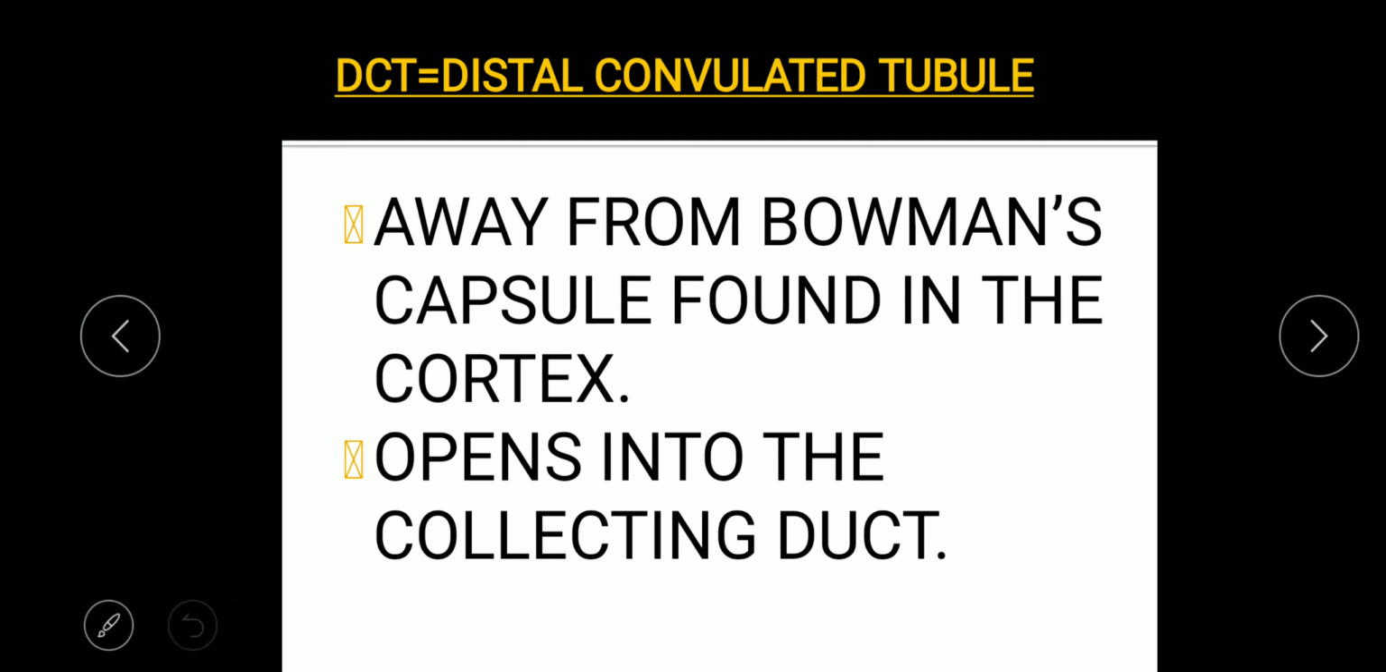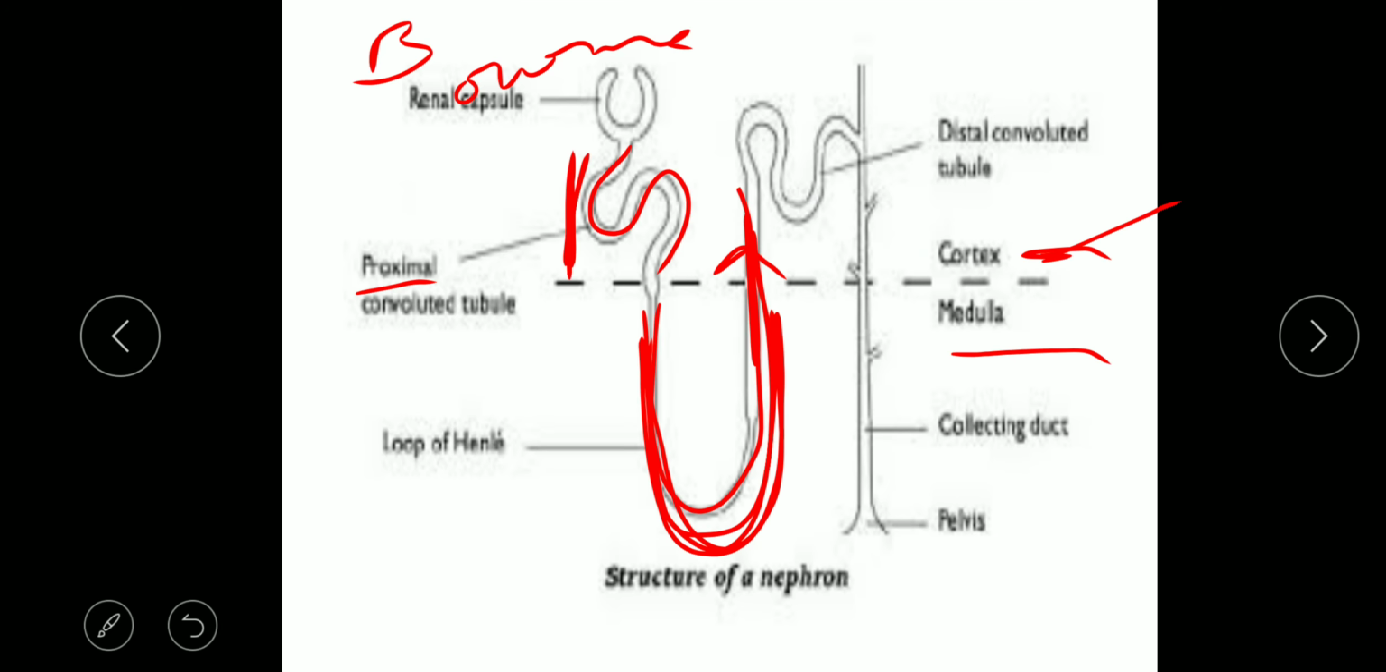Then what is DCT? Distal convoluted tubule. Distal means away from Bowman's capsule, found in the cortex and opens in the collecting duct. Here you see DCT, distal convoluted tubule, it is away from the Bowman's capsule. Convoluted because it has twists and turns in it, and it joins with the collecting duct. And it is present in the cortex.